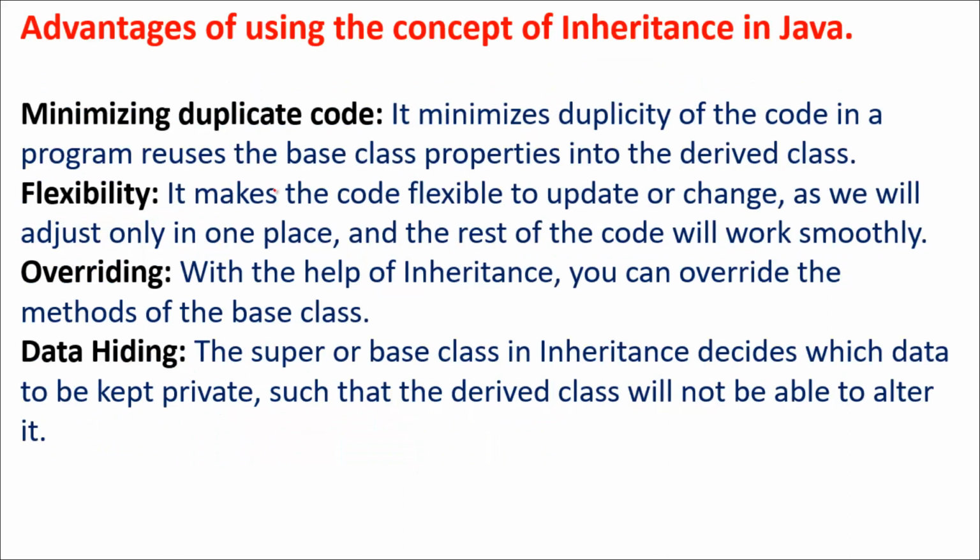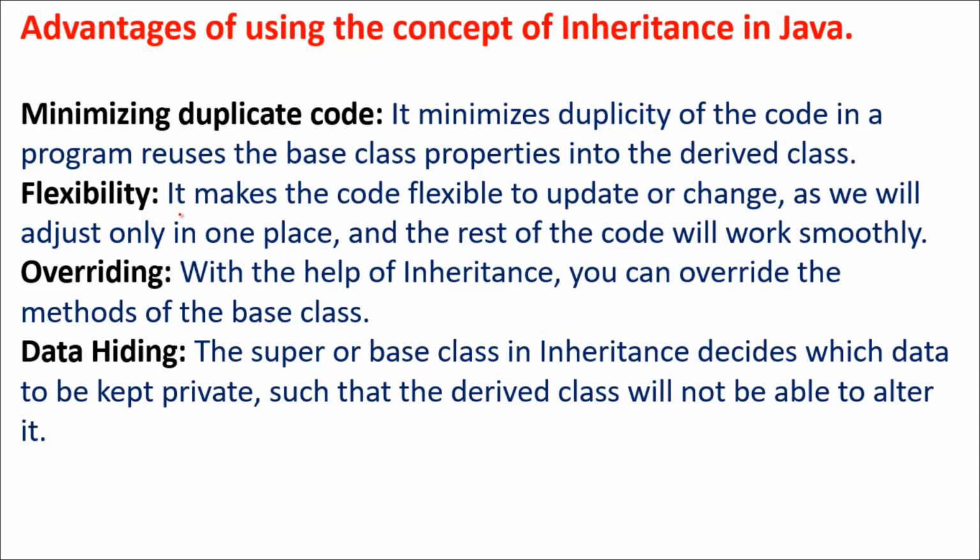Now, why do we need inheritance? The first and most important need is that it minimizes duplicate code. It minimizes duplicity of code in a program and reuses the base class properties in the derived class. Whatever is contained in the base class, all the properties come into the derived class and there will be no duplicity here.